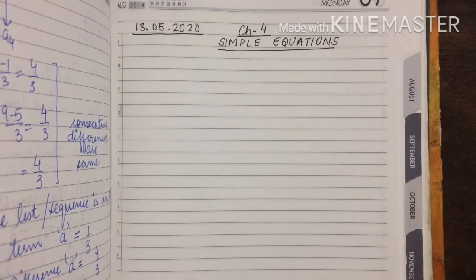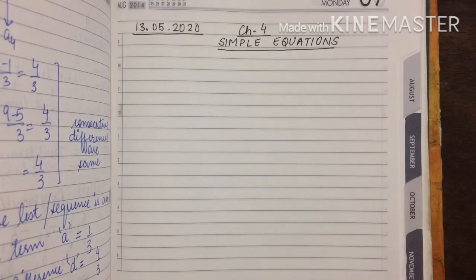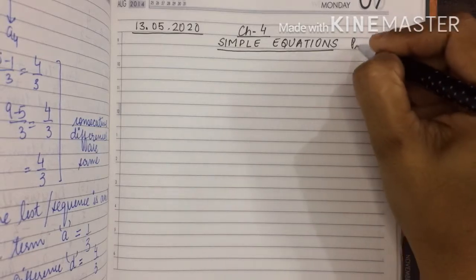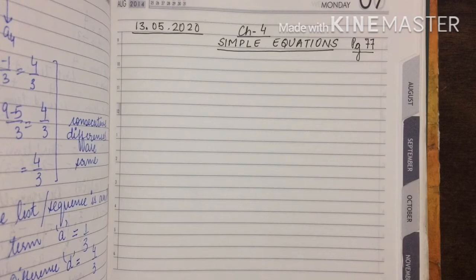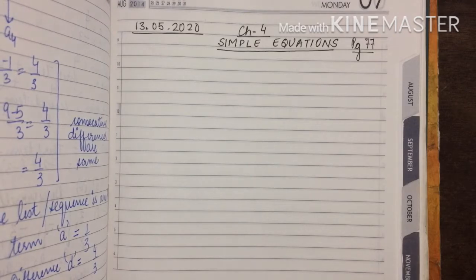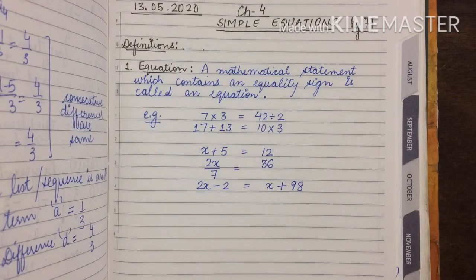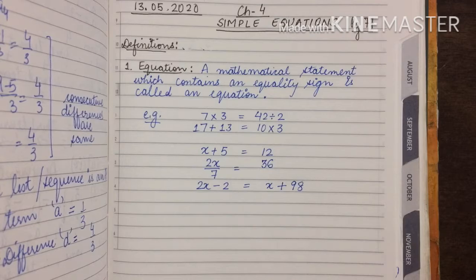Today we are going to start the next chapter, chapter number 4, simple equations. It's on page number 77 in your textbook. And before we start the chapter, we are going to write down a few definitions. The first definition that we have is for an equation.